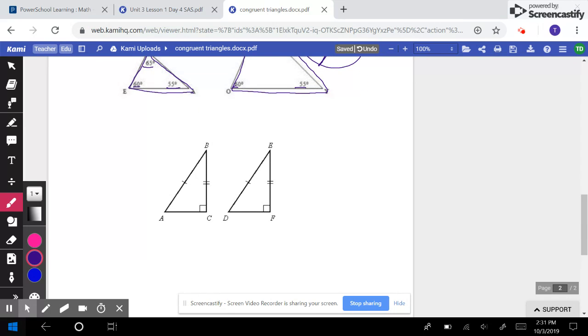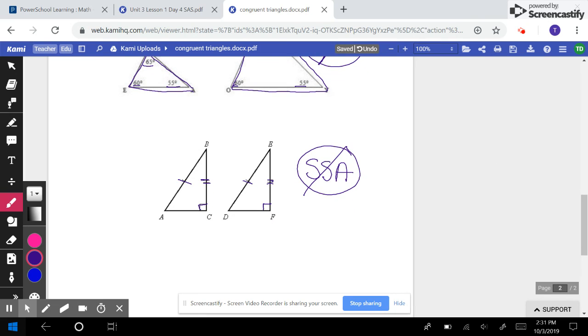Another way that does not work is if we have an angle that is congruent and then two sides right in a row that are congruent. So by side, side, angle, we cannot say two triangles are congruent. That is not sufficient evidence.